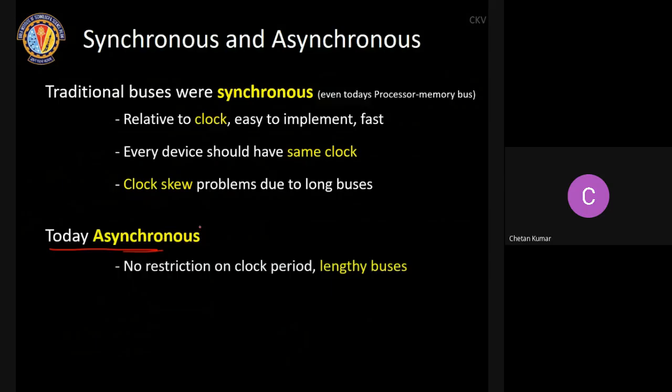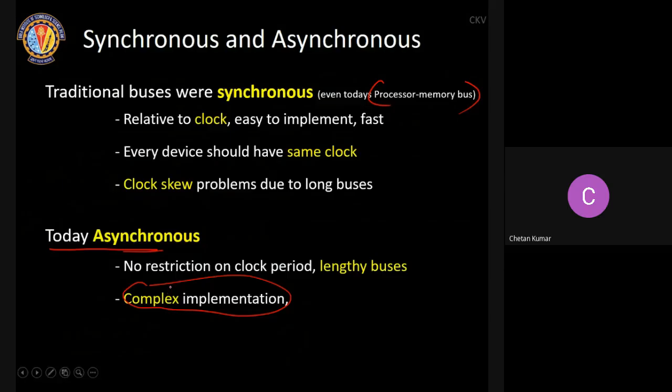Today's buses are mostly asynchronous in nature. Except for processor memory, all your IO buses are asynchronous, so there is no restriction on the clock period. So you can have lengthy buses, but the implementation is a little bit complex. If they are not relative to a clock, then you have to have some other mechanism so that some kind of communication happens between the processor and the IO.